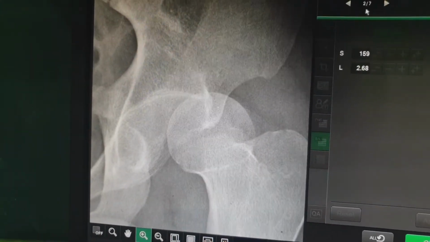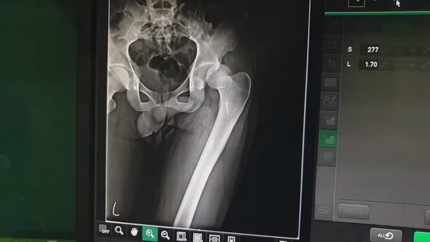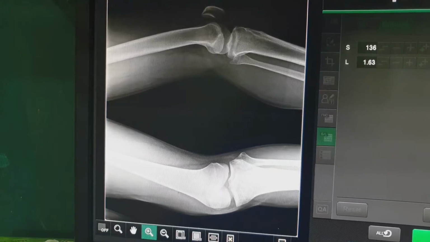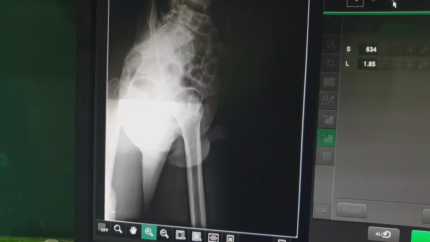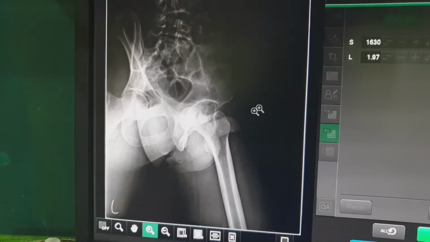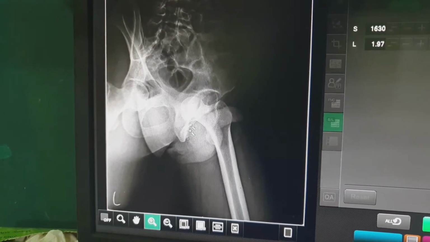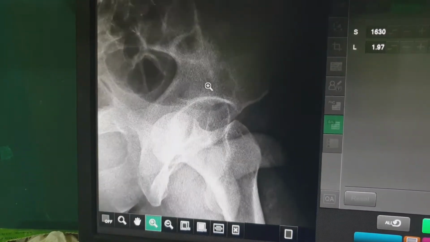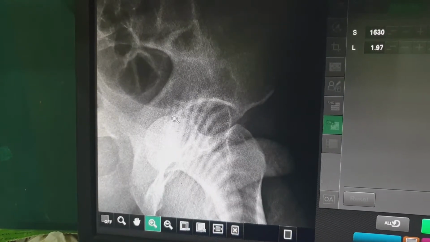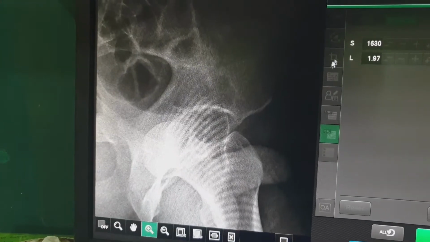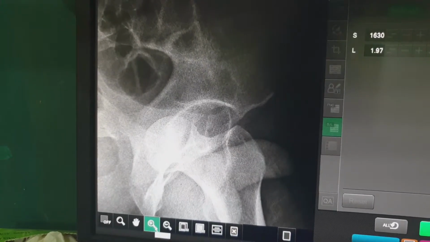We can take Judet views, or I prefer a true AP view. Also you have to take thigh and knee X-rays to be sure of any associated injury. The patient's sciatic nerve is normal. He is able to move his toes and ankle. On this AP view we can mark out the lining and there is no associated fracture, at least none visible on the X-ray. Post-reduction X-ray will confirm the same.